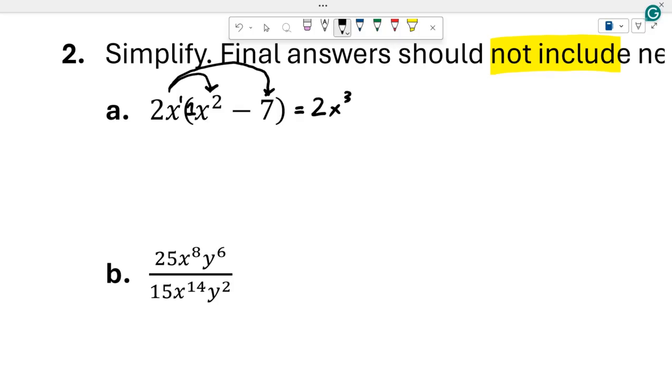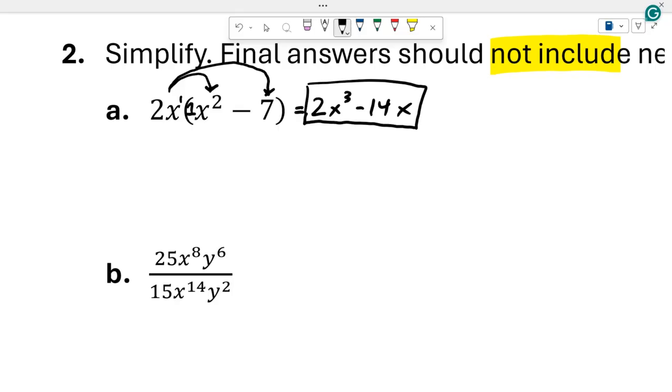And then I have 2 times negative 7, which is minus 14. And then I have essentially x to the first, you could think of it as almost like x to the 0, but don't make it more complicated. It's just a single x. So when you distribute 2x to both terms, you end up getting 2x cubed minus 14x. And that is as simple as we can make that expression.